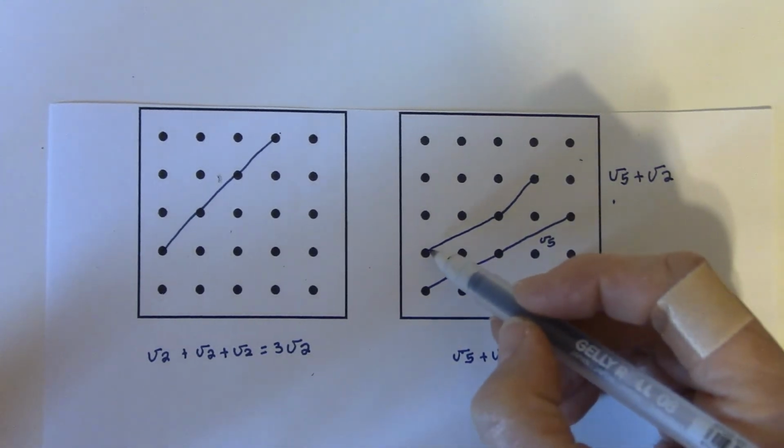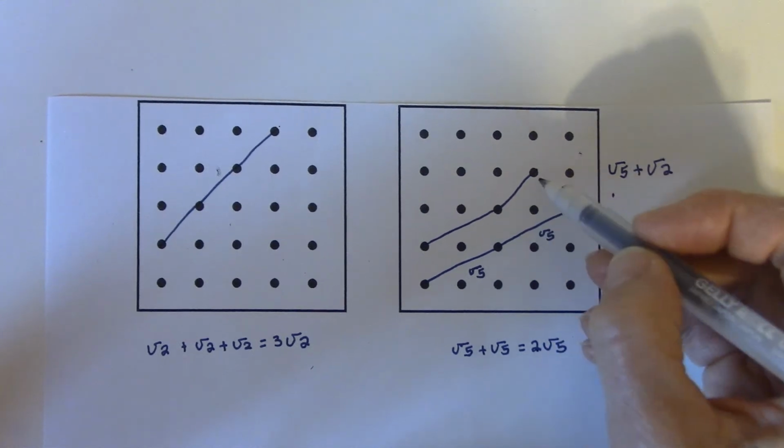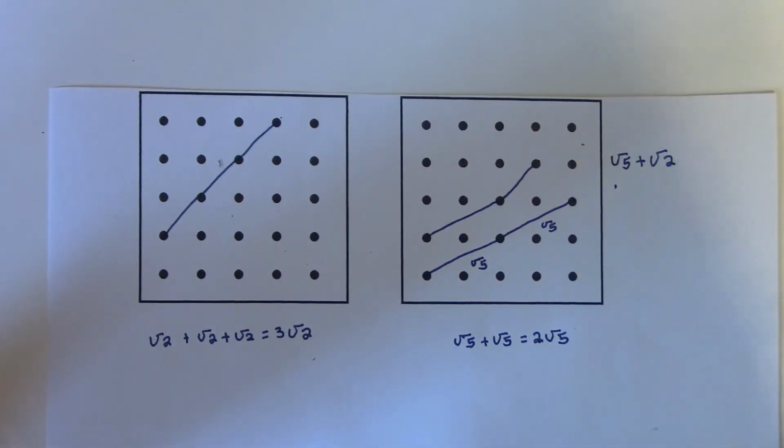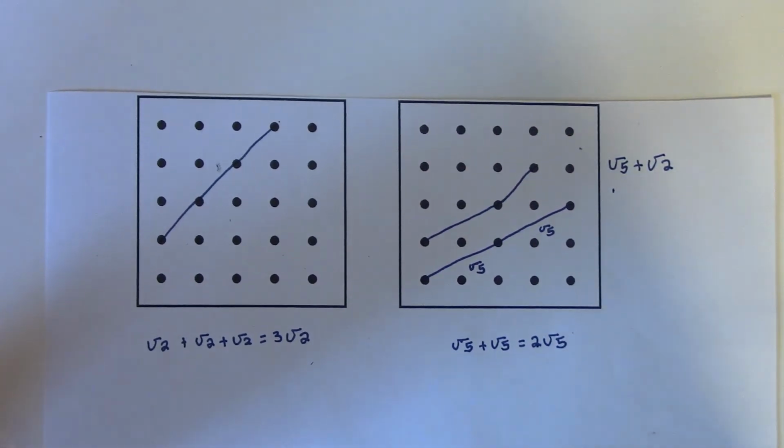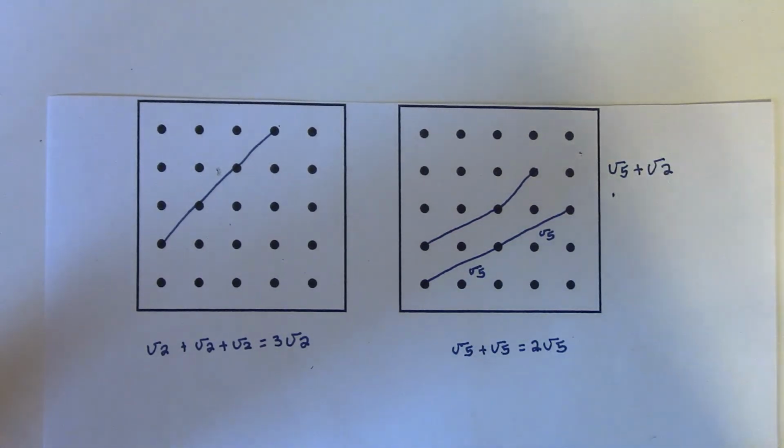But here, when I go to add a square root of 5 and the square root of 2, I can't add them together because they're different. And my line is not going to be straight. So I can't add the square root of 5 and the square root of 2 together. And that's what we can show using the geoboard, why the radicand has to be the same in order to add them together. And that concludes this video.